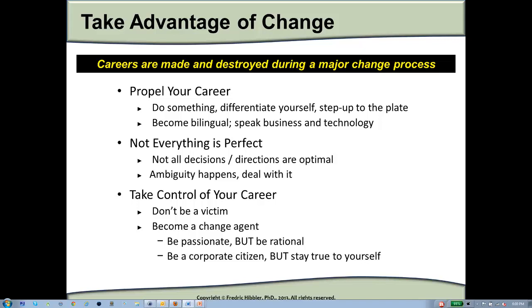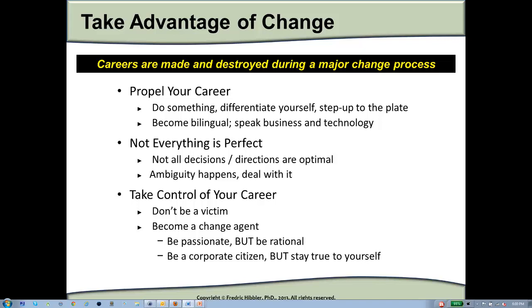Now, I believe this slide is probably one of the most important slides you're going to see in this class, because I contend that careers are made and destroyed during a major change process. If you embrace change and become a leader or a great follower, your career is going to skyrocket. So during a change process, you need to distinguish yourself. You need to do something unique that differentiates yourself from the rest of the pack. The best way to do this is by stepping up to the plate and being someone the company can count on. Because again, in a change process, you're either a leader, a follower, or you're a resistor. And resistors don't stay with companies very long.